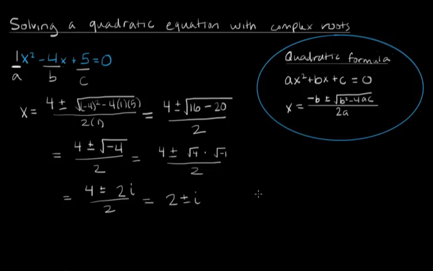So the two possible solutions in this case are x equals 2 plus i, or x equals 2 minus i. And that's how we use the quadratic formula to solve a quadratic equation with complex roots.